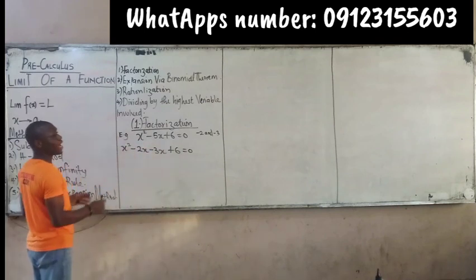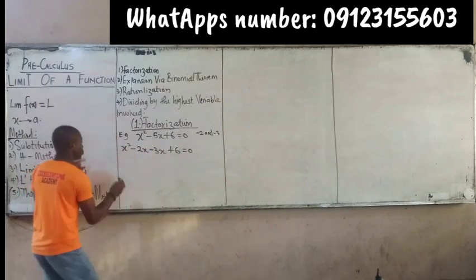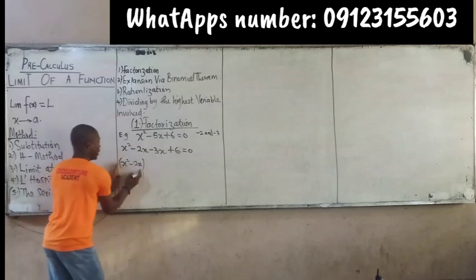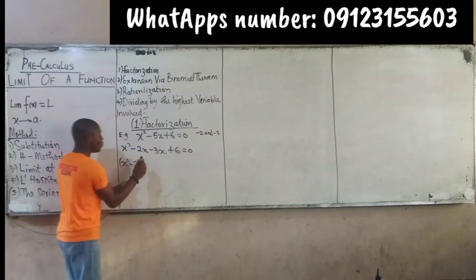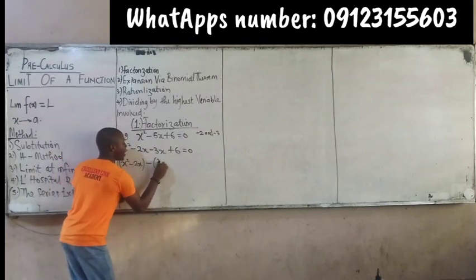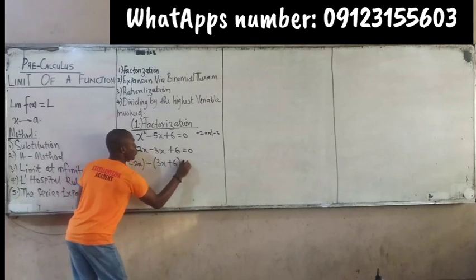At this point, I will group them into twos. I'll have x squared minus 2x in one group. The minus sign stays as minus here. Next, pick out minus 3x plus 6 equal to 0.